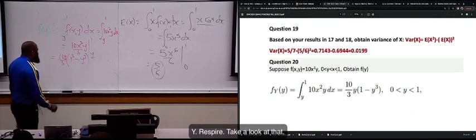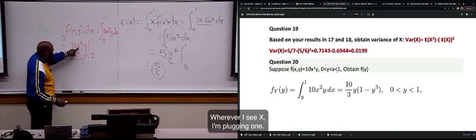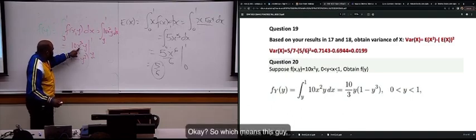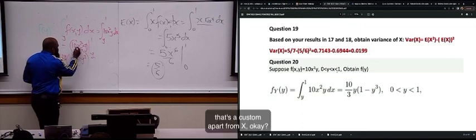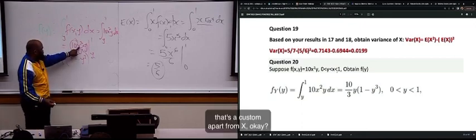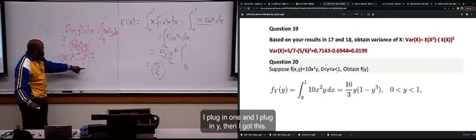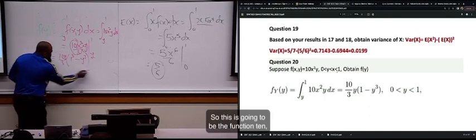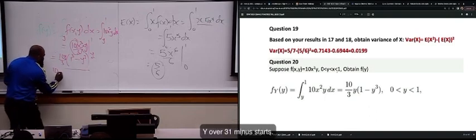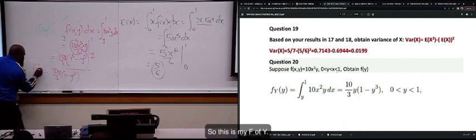Take a look at that. Plug in what I'm plugging now: wherever I see x, I'm plugging in 1. So this guy, that's a constant apart from x, 10y over 3. Wherever I see x, I plug in 1, and I plug in y, then I got this. So this is going to be the function 10y over 3, 1 minus that. So this is my f of y.